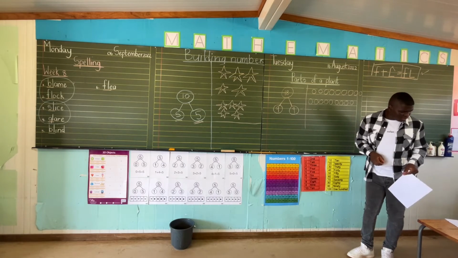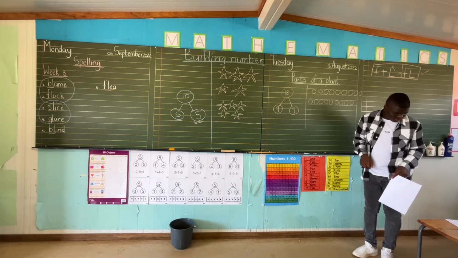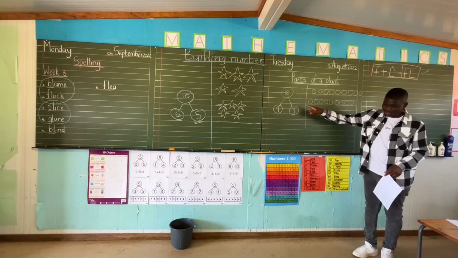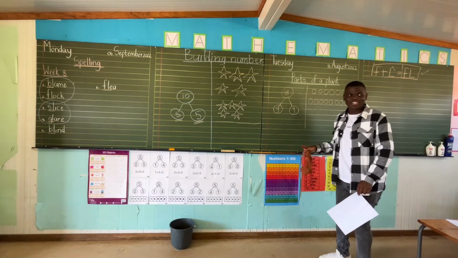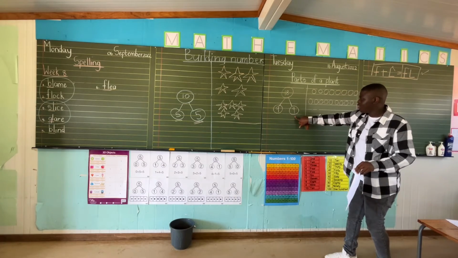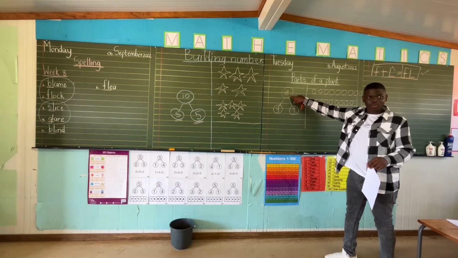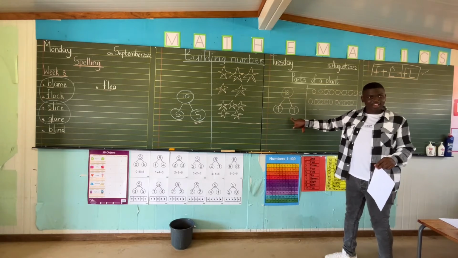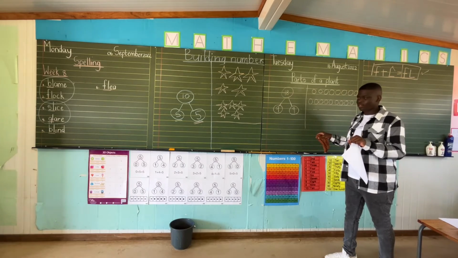How many did you get? Okay, so now we have counted. Now we have 9 and 9. When we bring them together, we get 18.